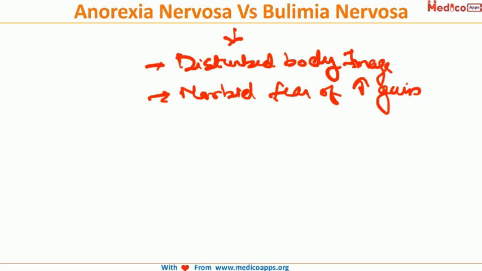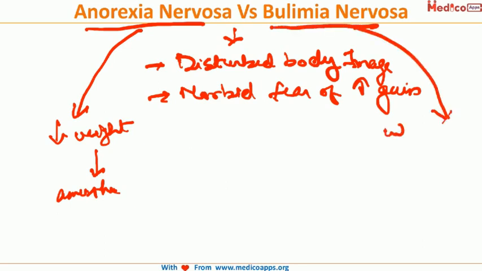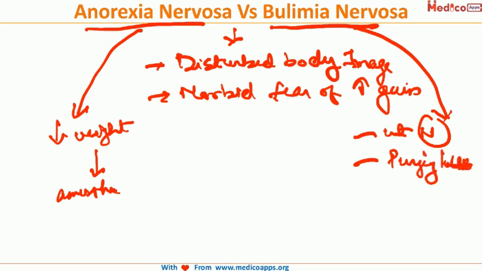What is the difference? In anorexia nervosa, even with the appetite normal, there is reduced weight, and you will get most of the symptoms because of the reduced weight, like amenorrhea, secondary to the starvation. Here in bulimia, the weight is relatively normal, and most of the symptoms you will get are because of the purging habits. This is the basic concept of differentiation.